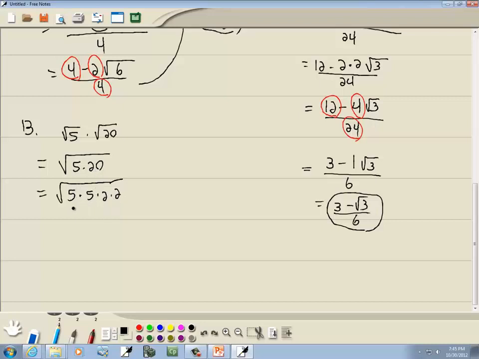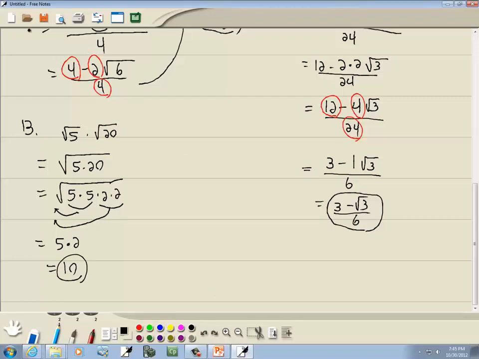Remember the square root, we're looking for pairs of something. Here's a pair of 5's, those are going to come out as a single 5. Here's a pair of 2's, those are going to come out as a single 2. Now again, when they come out, there's multiplication between them, and there's nothing left inside the square root, so we drop it. So 5 times 2 gives us 10.